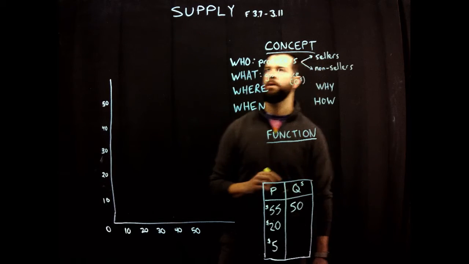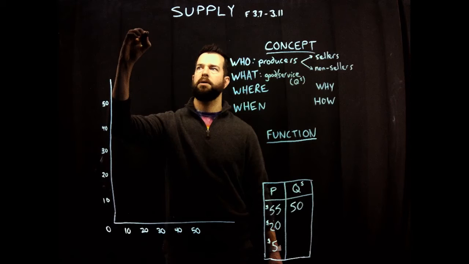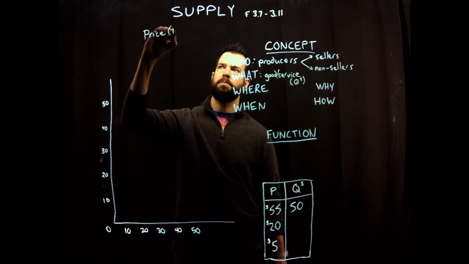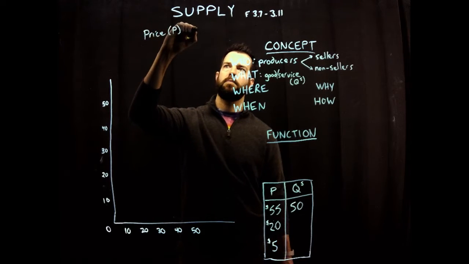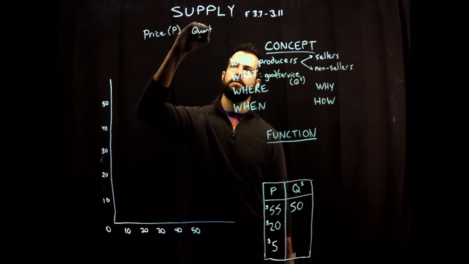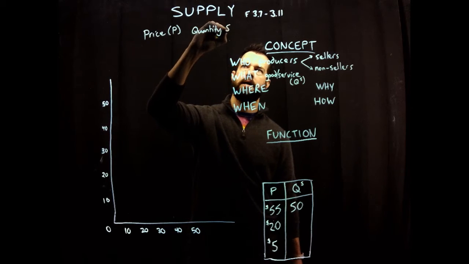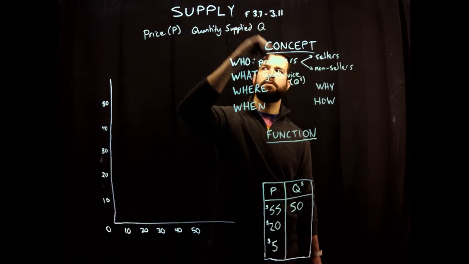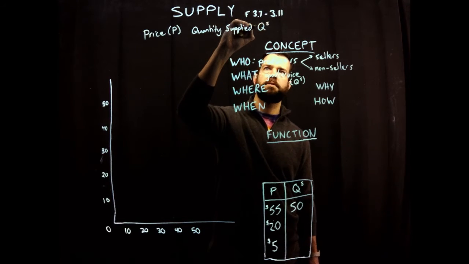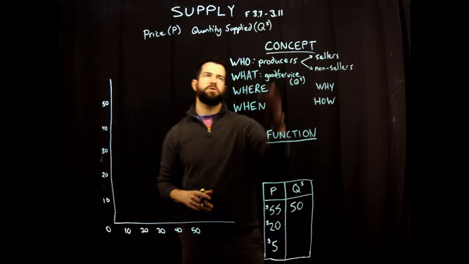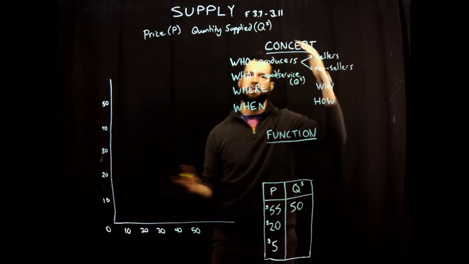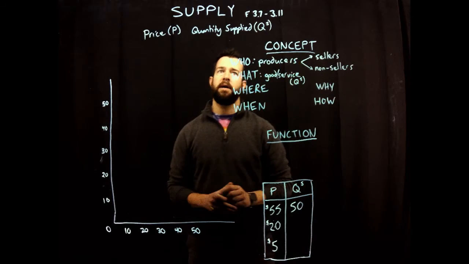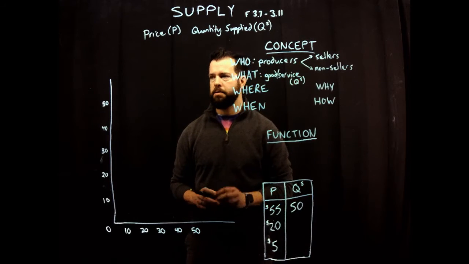Like with the demand curve, we have the price, which we'll make short with the letter P, and we're going to have quantity supplied, which we're going to denote with QS. Sometimes you'll see it as a superscript, sometimes as a subscript. I try to keep it as a superscript. So our quantity supplied there.